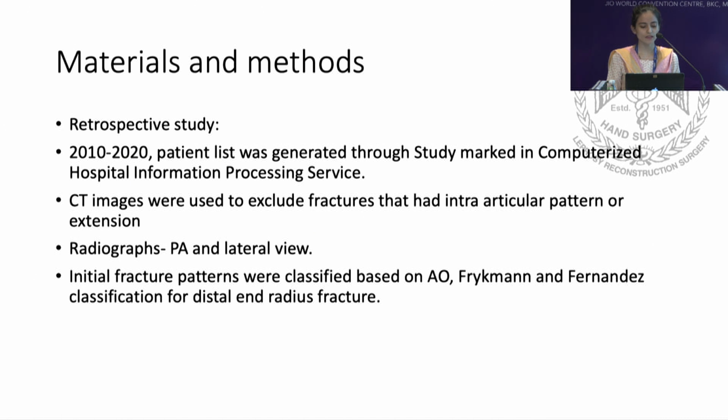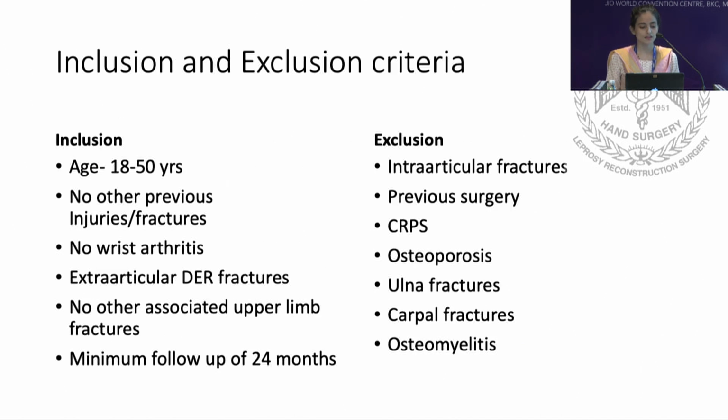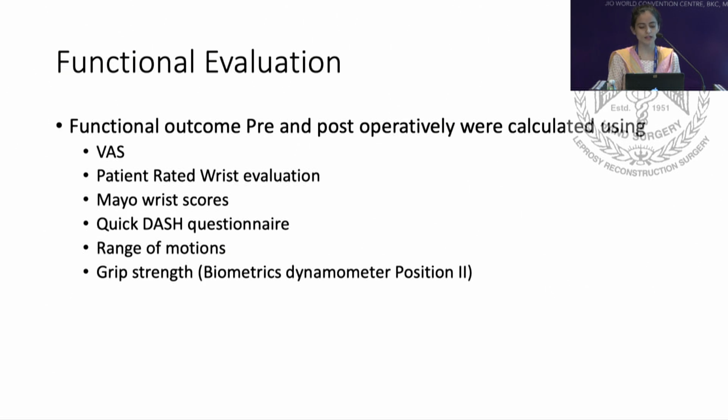The initial fracture patterns were classified according to AO, Frykman, and Fernandez type 1 fracture classification for the distal radius fractures. The inclusion criteria were patients from 18 to 50 years, with no other previous injuries or fractures, no wrist arthritis, extra-articular distal radius fractures, no other associated upper limb fractures, and a minimum follow-up of at least 24 months. The exclusion criteria were intra-articular fractures, previous surgeries, CRPS, osteoporosis, ulnar fractures, carpal fracture, or osteomyelitis.